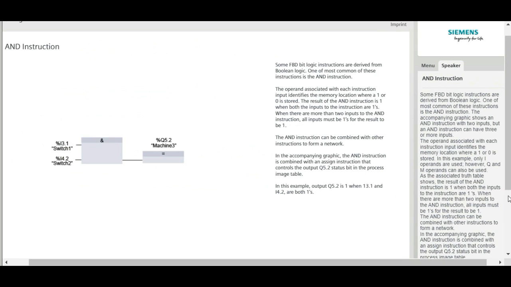The AND instruction can be combined with other instructions to form a network. In the accompanying graphic, the AND instruction is combined with an assign instruction that controls the output Q5.2 status bit in the process image table. In this example, output Q5.2 is 1 when I3.1 and I4.2 are both 1s.